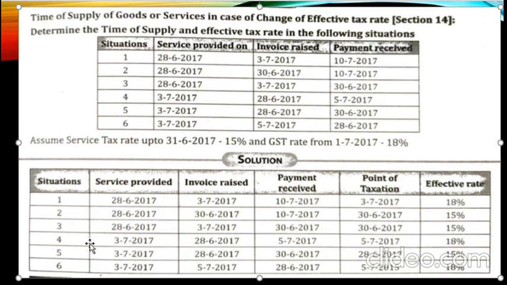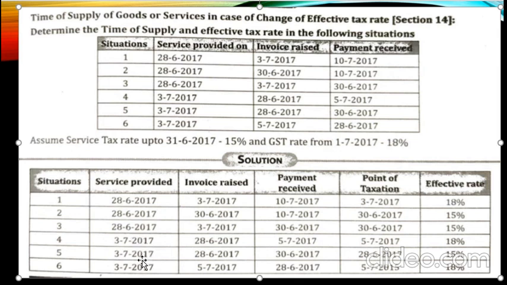Next, in the fourth situation, July was the service provided date, that is after the change in GST rate, the invoice raised was in June, and payment received was again in July. So now two events are in the month of July, which is after the change of rate. We will take the payment received date, because the other date is service provided, and we will not take that date. So 5th July will be the time of supply, and the rate we will take is the rate after the change, that is 18%.